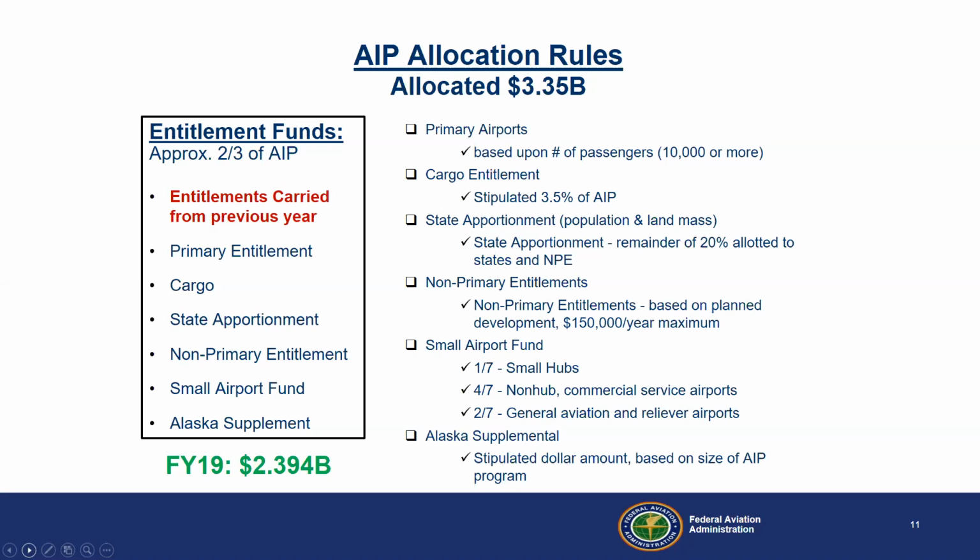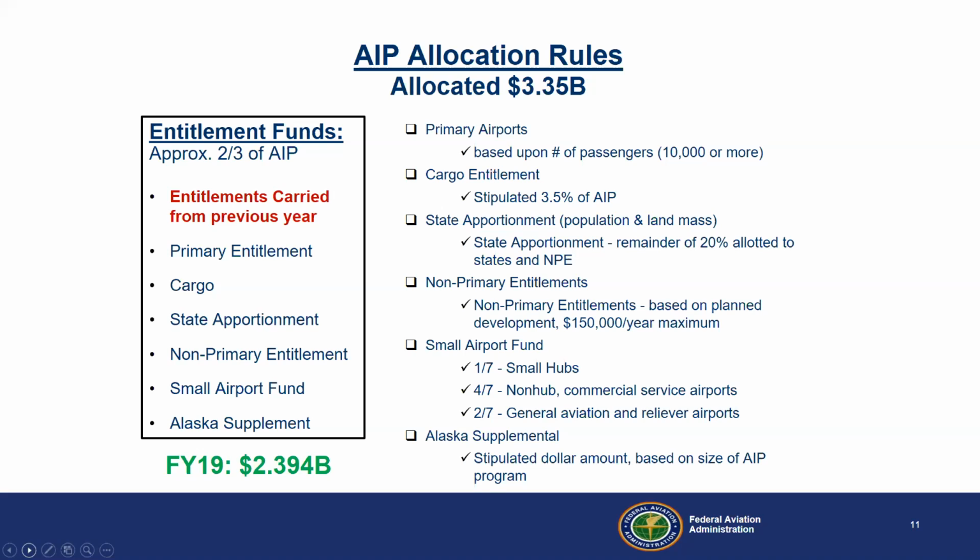Then we have non-primary entitlements, probably the ones that you guys are most familiar with, your $150,000 a year. The small airport fund is not a separate set aside. It is really just money that is allocated to a minimum of money that has to be spent at small hub, non-hub, and general aviation and reliever airports. And then we have the Alaska set aside, supplemental.